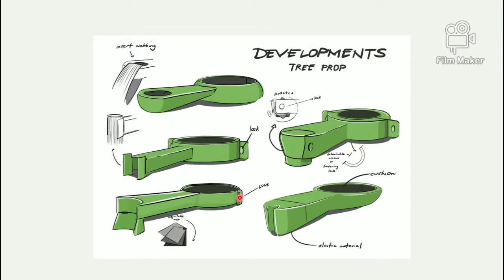And then the fifth development is very cushiony. It uses an elastic material where you place your stake, and it has extra cushioning so it won't damage the tree.